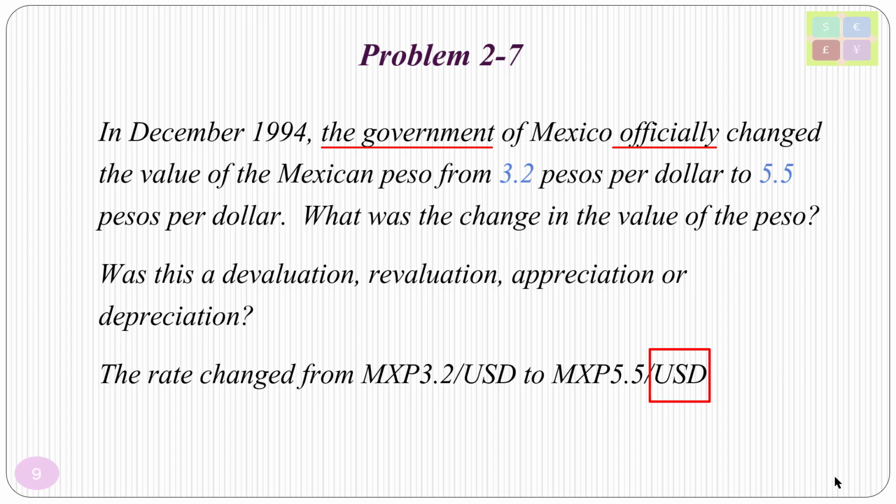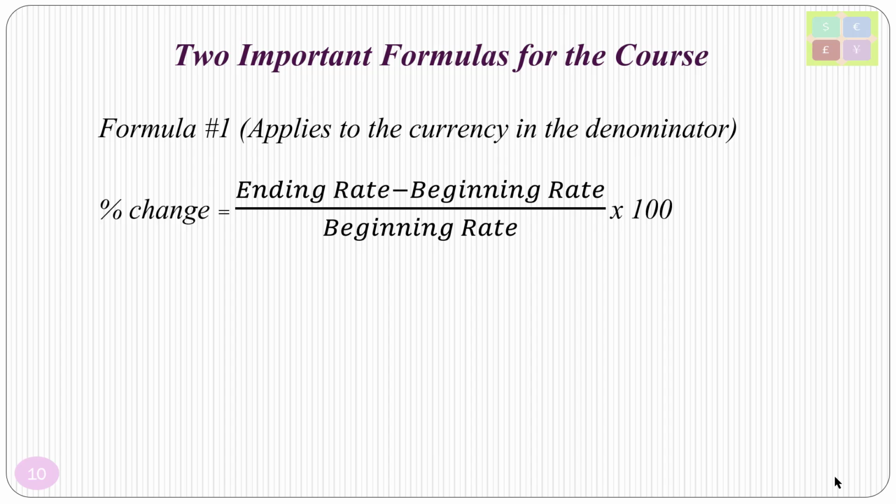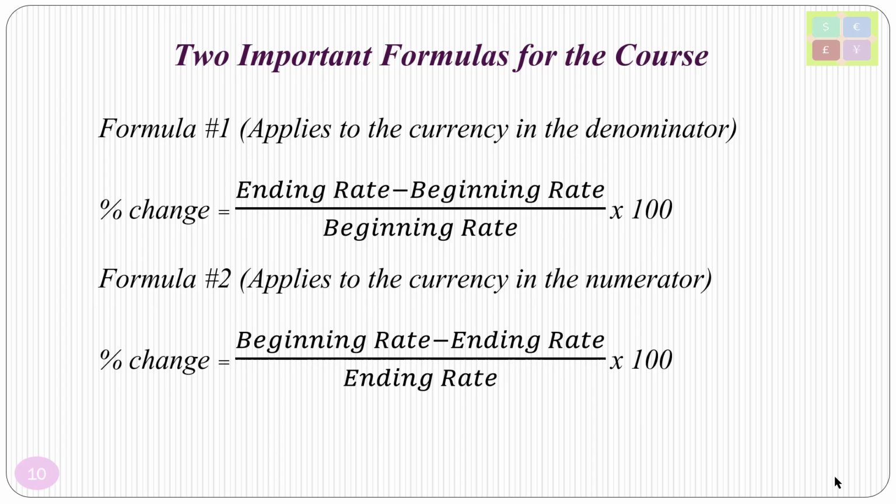Before we answer that question, we are going to look at two very important formulas that we are going to be using throughout the course. The first formula applies to the currency in the denominator. Recall from your 5th grade math in elementary school that the denominator is the number at the bottom. So percentage change for the currency in the denominator equals the ending rate minus the beginning rate, divided by the beginning rate, multiplied by 100. Formula number 2 applies to the currency in the numerator, which is the currency on top. So for that currency, the percentage change equals the beginning rate minus the ending rate over the ending rate multiplied by 100.